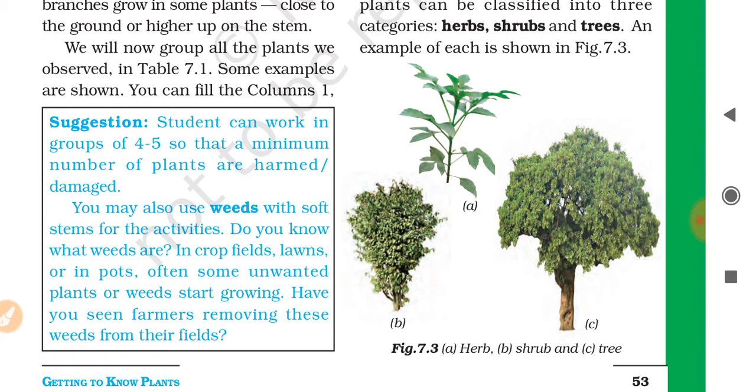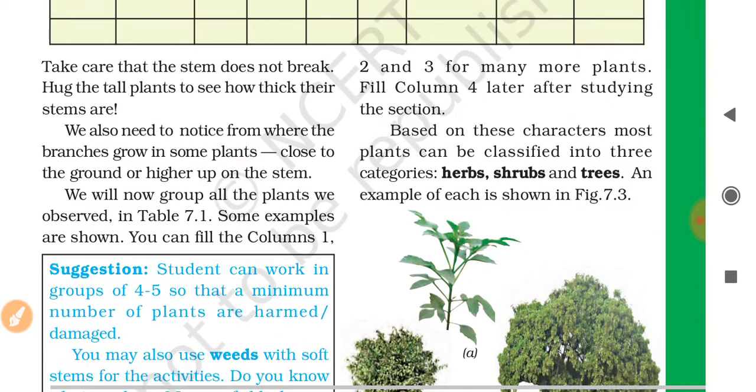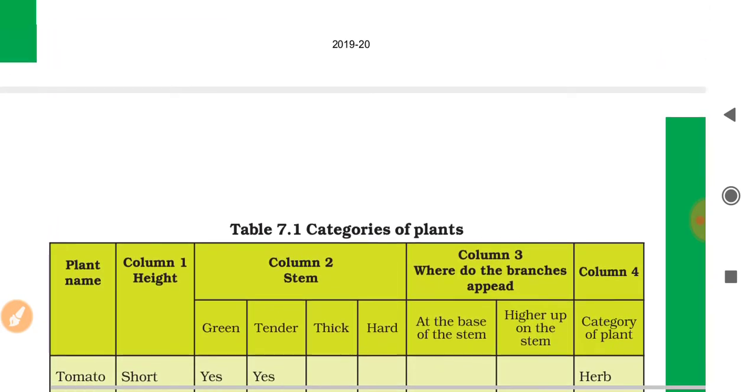Okay, do you know what weeds are? In crop fields, lawns, or in pots, often some unwanted plants or weeds start growing. Okay, they are normally unwanted plants. Have you seen farmers removing these weeds from their fields? So you can write in the comments also. Okay, if you see them, because these activities can be done in class.